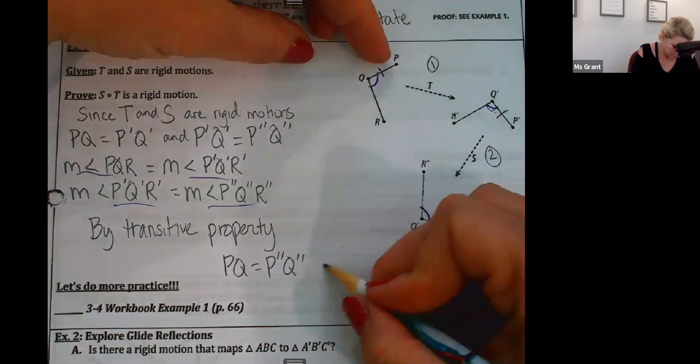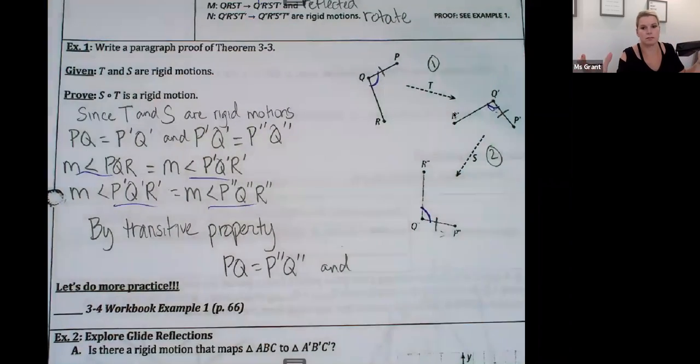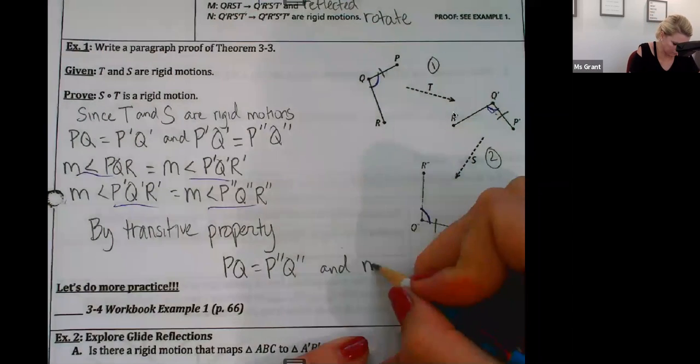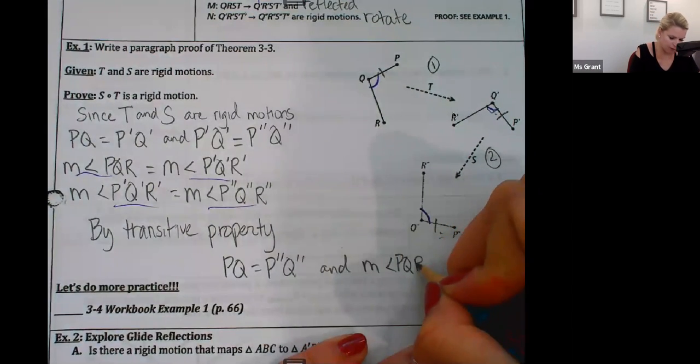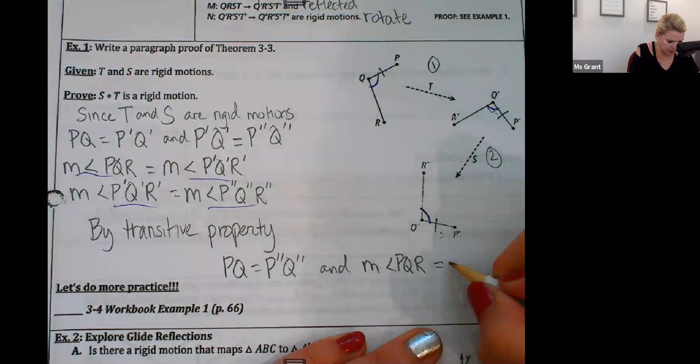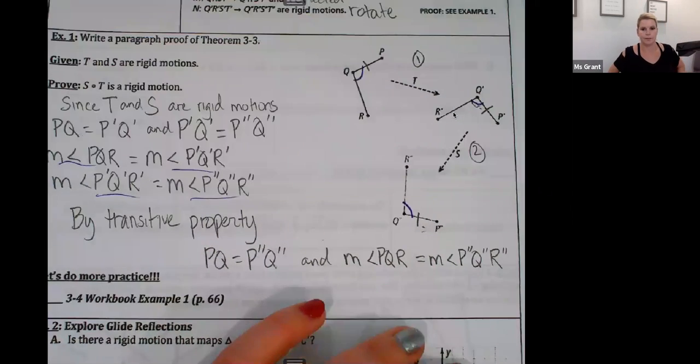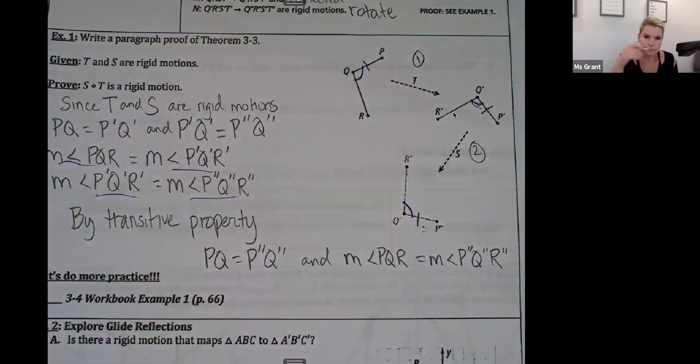And the angles, the first angle equals the third angle. The measure of angle PQR is equal to the measure of angle P double prime Q double prime R double prime. The first equals the third.